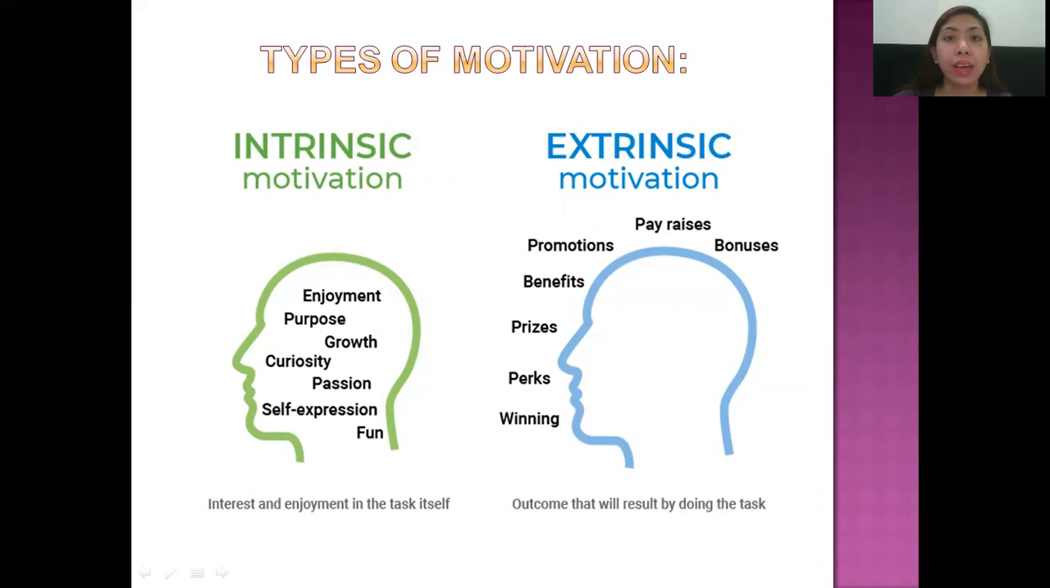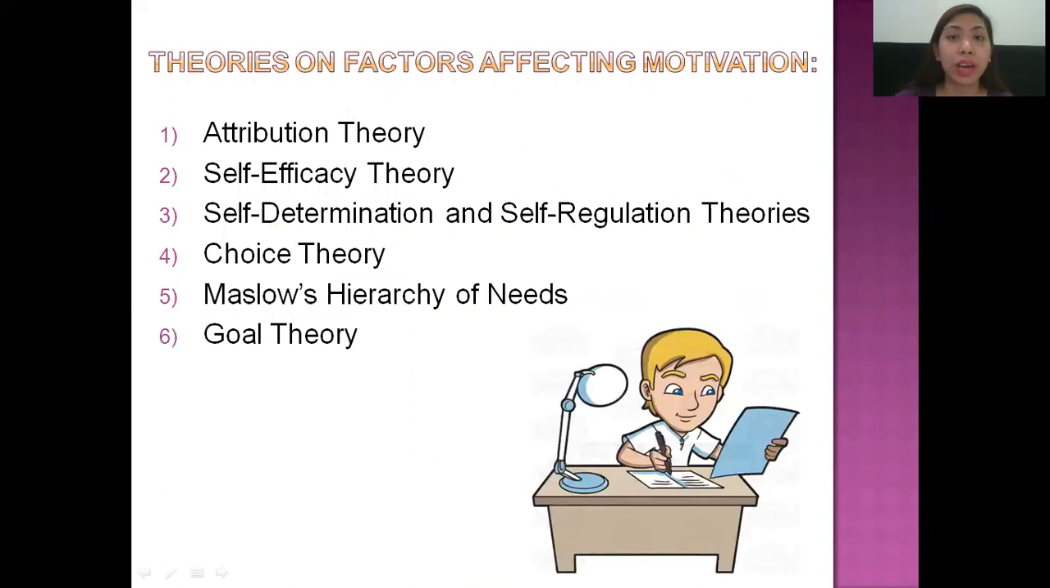On the other hand, extrinsic motivation is when you are motivated to perform or engage in an activity because you want to earn a reward or avoid punishment. For example, you're participating in a sport to win awards, or you're competing in a contest to win a scholarship. Now let's move on to the theories on factors affecting motivation. These theories are combined to look for the origin of intrinsic motivation.